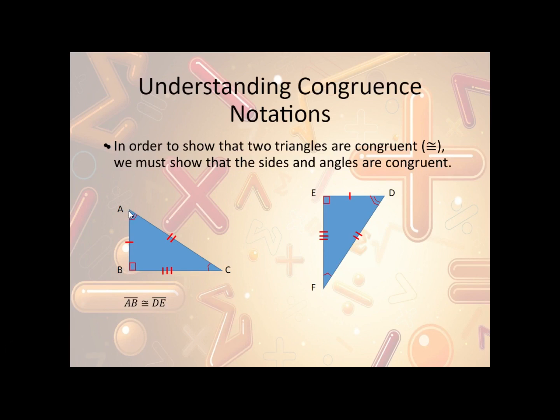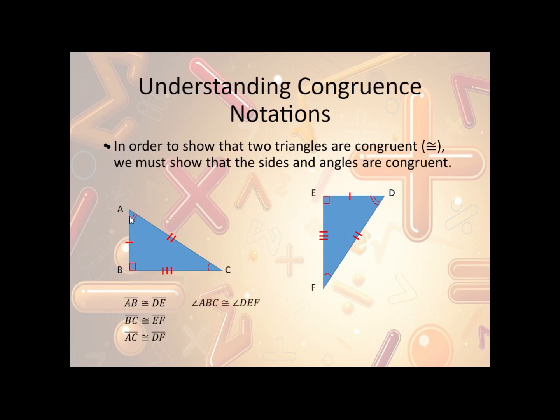So I went from the endpoint with the double arc to the endpoint with the 90-degree angle. So I need to do the same thing here. Endpoint with the double arc to the endpoint with the 90-degree angle. So it's AB is congruent to DE. Then we have BC is congruent to EF. And AC is congruent to DF. So those show that all the parts are congruent.